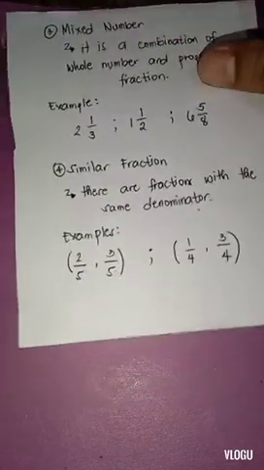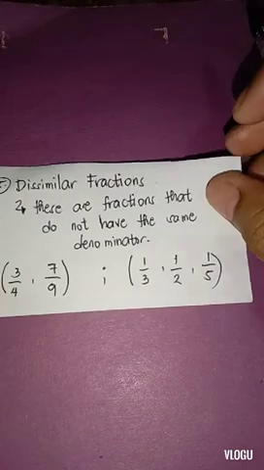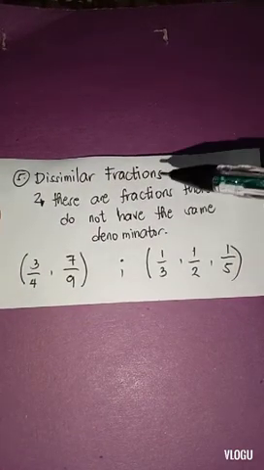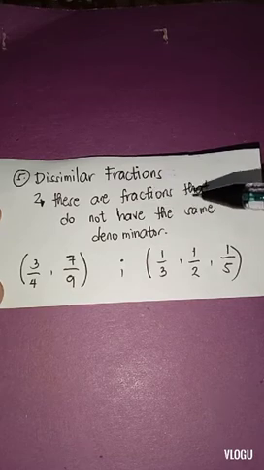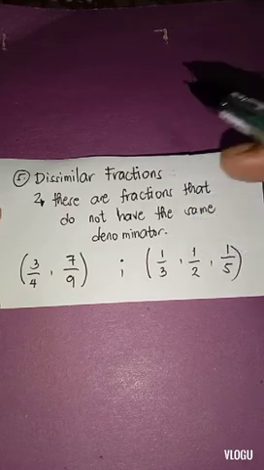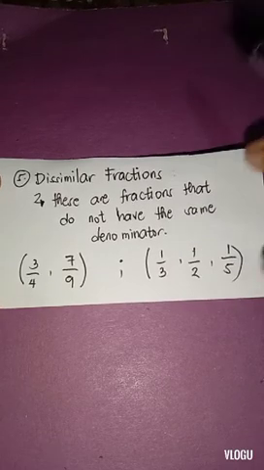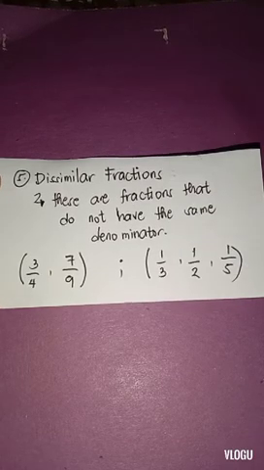And the last type of fraction is the dissimilar fraction. So dissimilar fractions are fractions that do not have the same denominator. So meaning magkaiba naman yung denominator. So kumbaga kabaligtaran ito ni similar fraction.